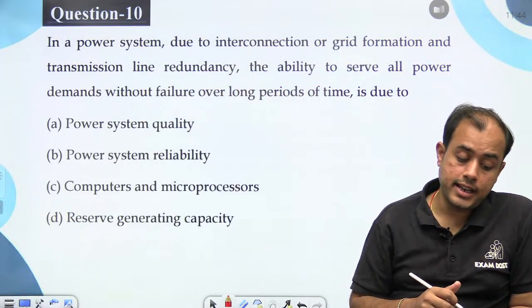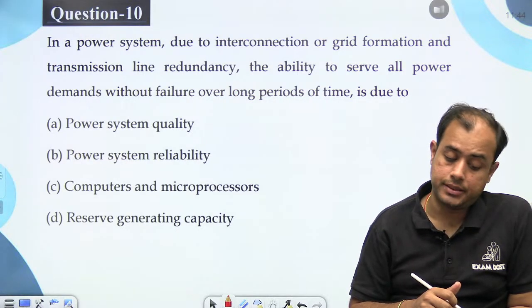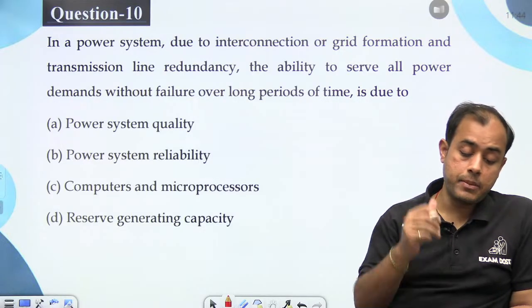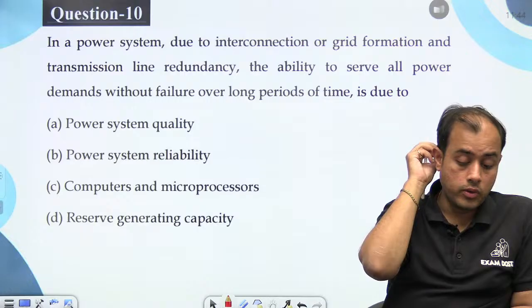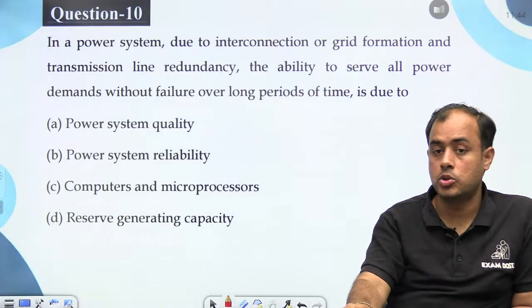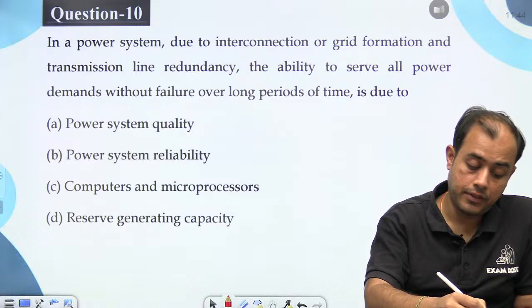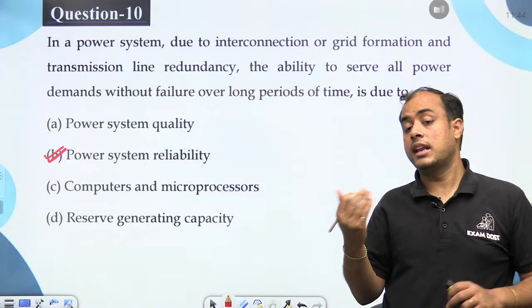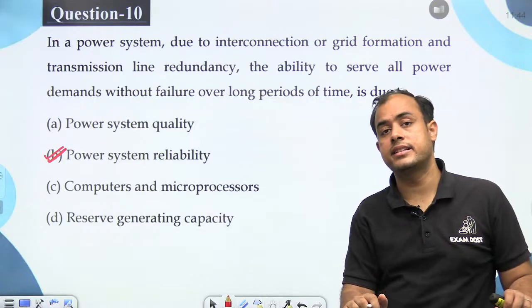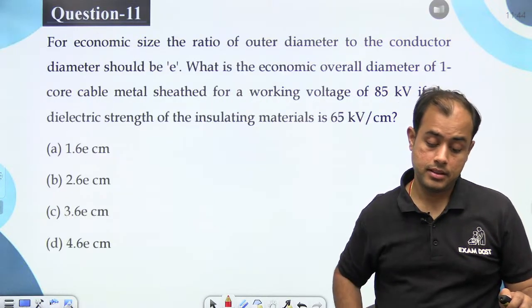ESE 2020. In a power system due to interconnection or grid formation and transmission line redundancy, the ability to serve all power demand without failure over a long period of time is due to, बताइए, पावर सिस्टम रिलायबिलिटी. जब पावर फेलियर नहीं हो रहा, लंबे समय तक बिना फेलियर के सिस्टम चल रहा है, it means your system is reliable.